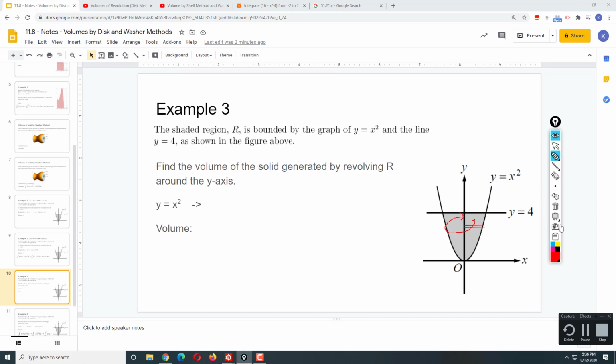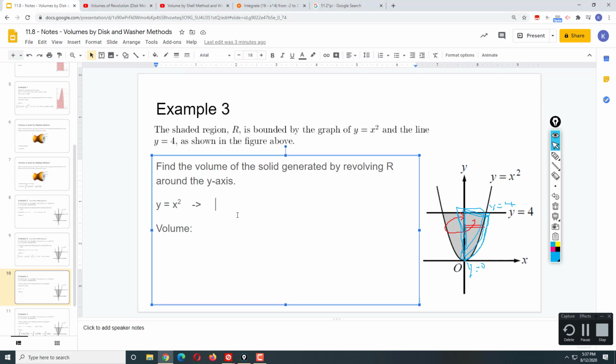First of all, I want to point out that we really only need to use half of R, the right half, the one above x equals 0, because when this revolves, it's the same thing as the whole thing revolving. So we're really just looking for this region for this problem. Our limits of integration are going to be from y equals 0 to y equals 4. And our function, well, y equals x squared, so that means that x equals square root of y. So g of y is going to equal the square root of y.